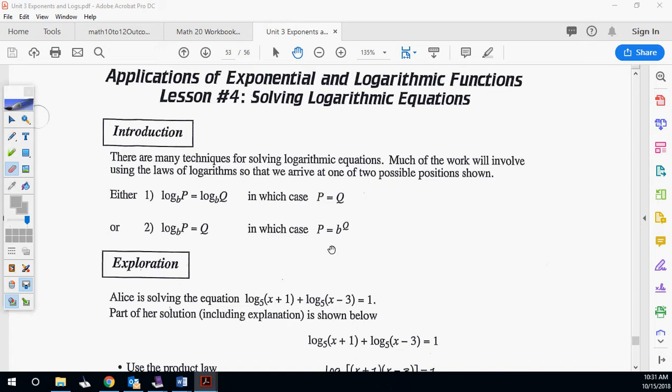The other thing, too: log base b of p equals q. We know we can write that exponentially as p equals b to the q. That's our normal log to exponent switch.